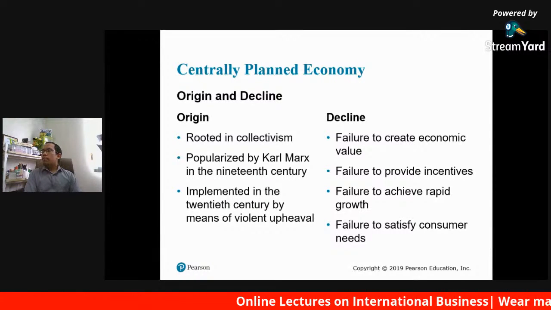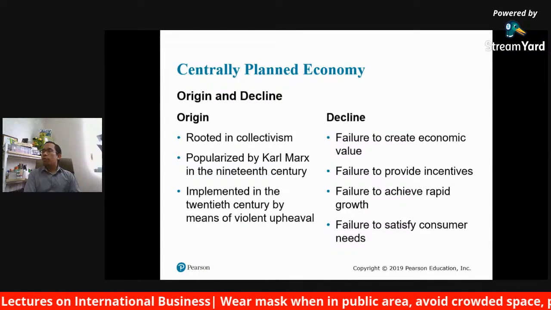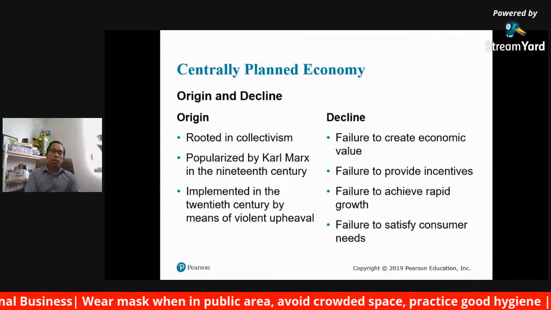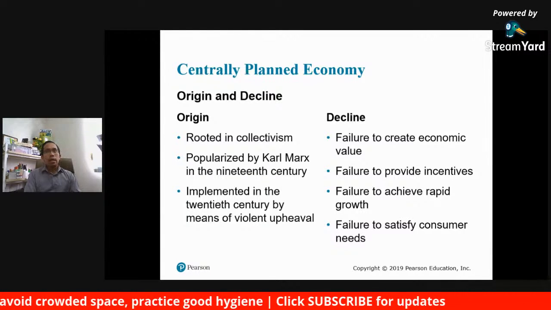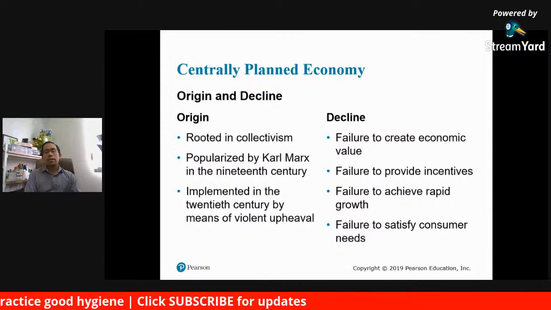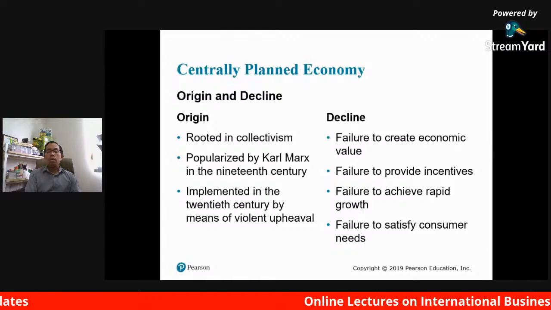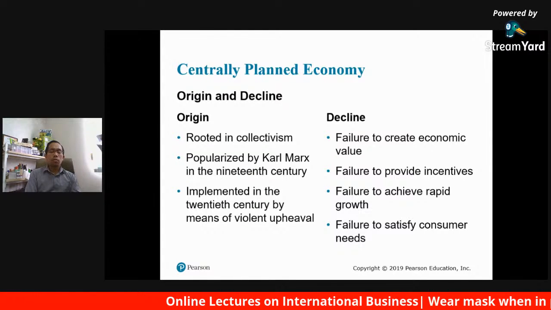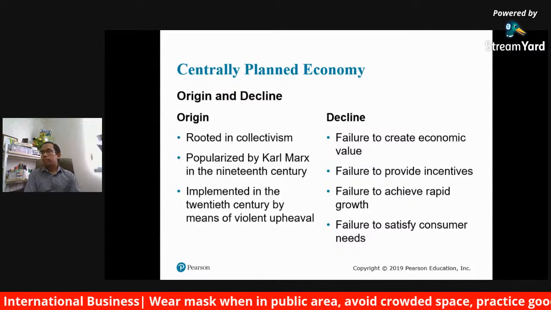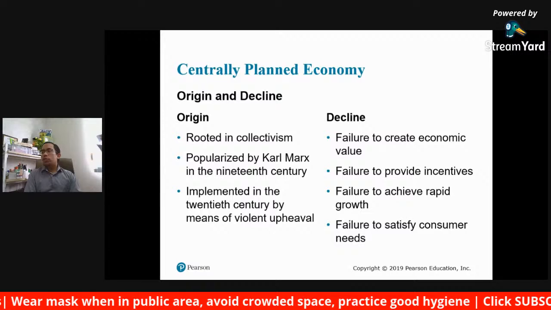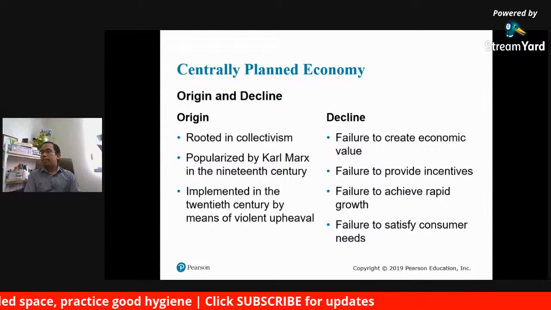Government ownership of economic resources drastically reduces the incentive for business to maximize the output obtained from those resources. You cannot fully utilize all the resources since the government has control over all of them. And third, failure to achieve rapid growth, because of what?